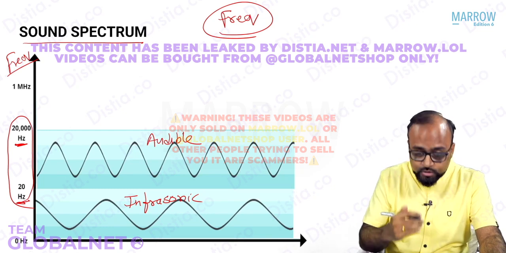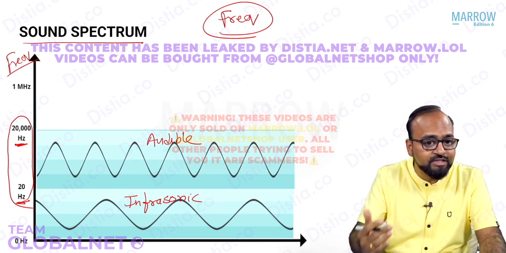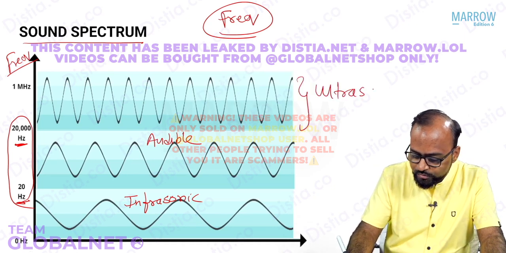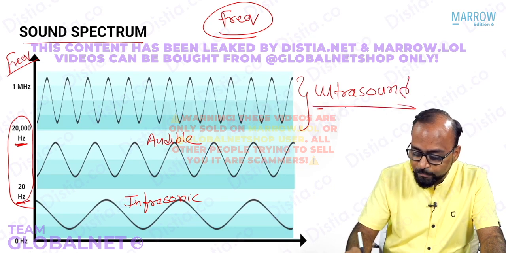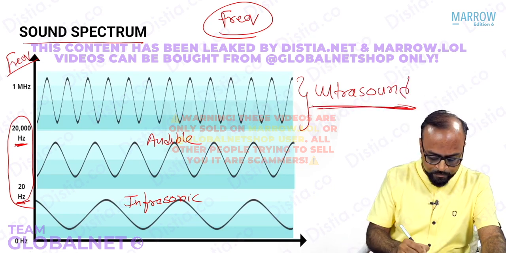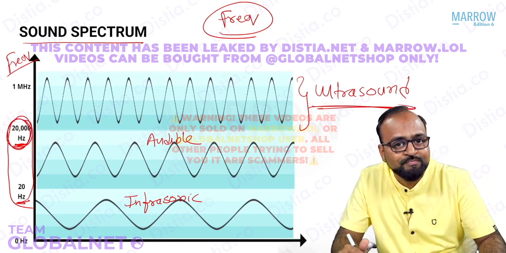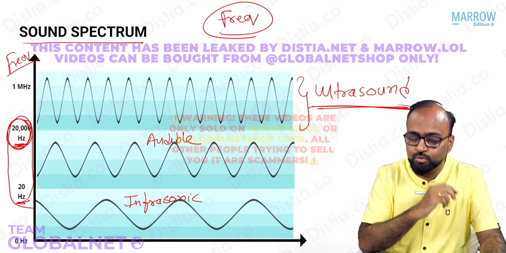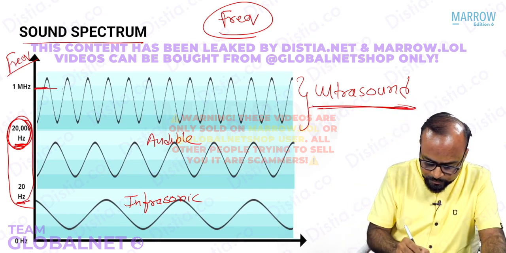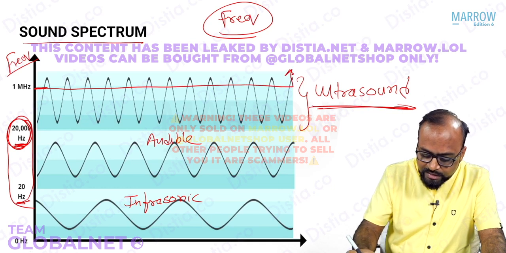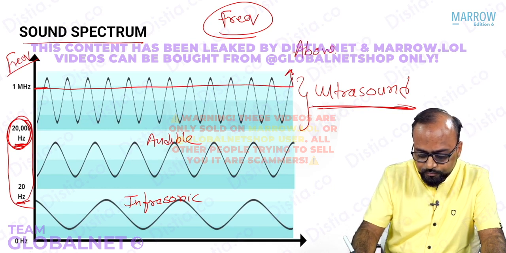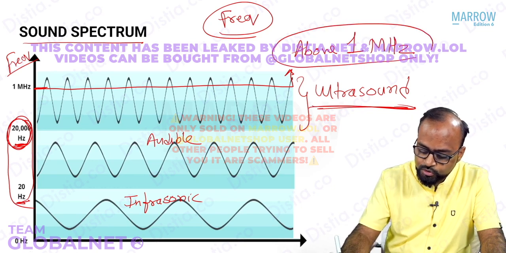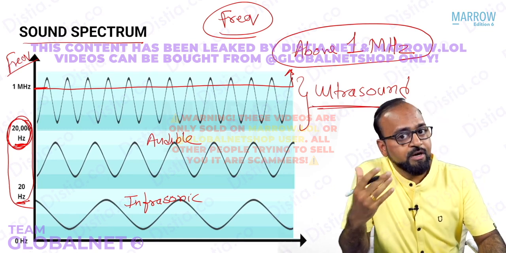And above 20,000 Hertz is called ultrasound. Remember, the ultrasound part of the spectrum by definition is the one that lies above 20,000 Hertz. Is the entire ultrasound spectrum used for diagnostic imaging? The answer is no. What is used for diagnostic imaging is the part that lies above 1 megahertz.